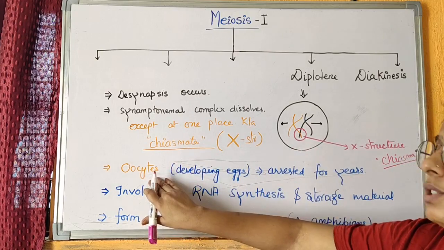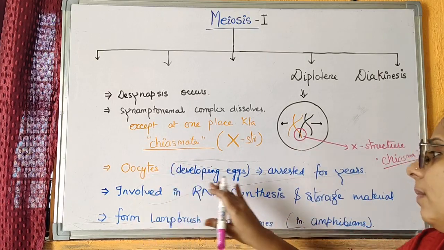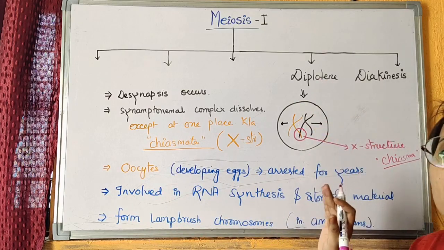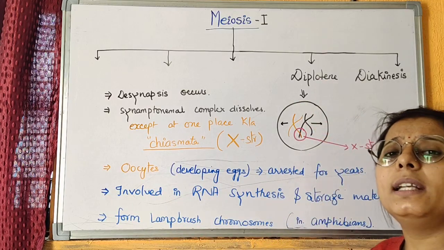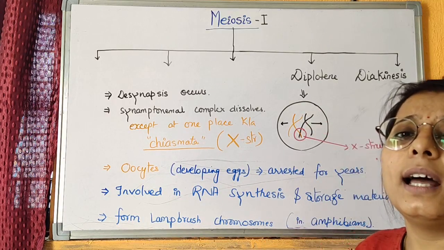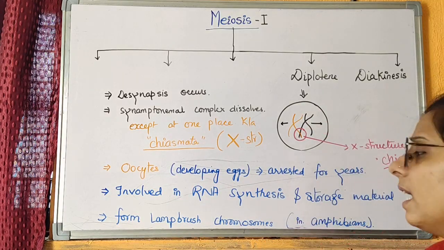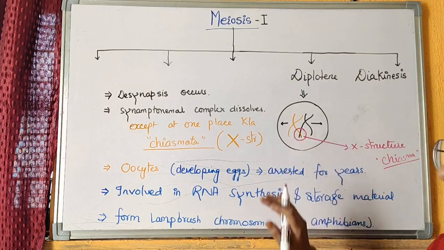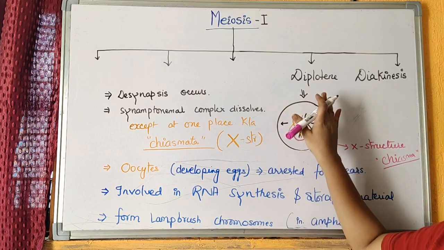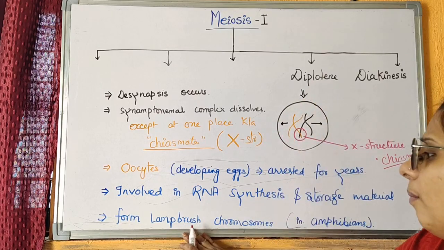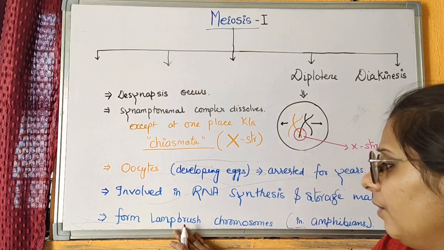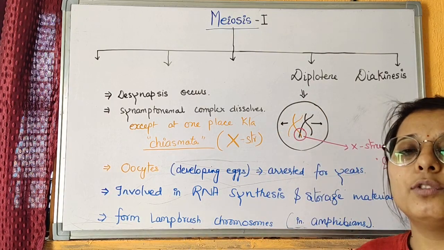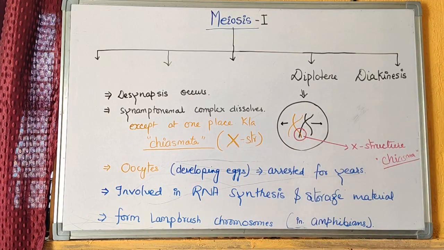The oocytes or the developing eggs of mammals are arrested in diplotene stage for years because the chromosomes are decondensed here and they are highly involved in RNA synthesis and they provide storage material for development. Further, in amphibians, these chromosomes in diplotene stage form lampbrush chromosomes which have a brush-like structure and they are highly involved in RNA synthesis.